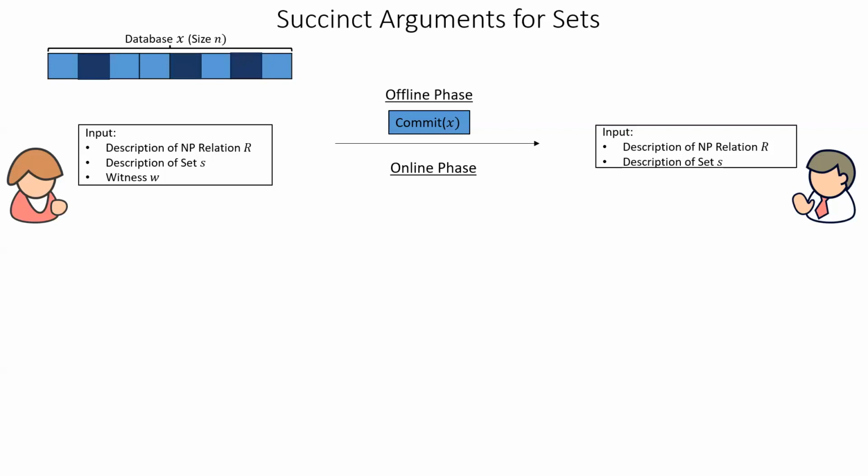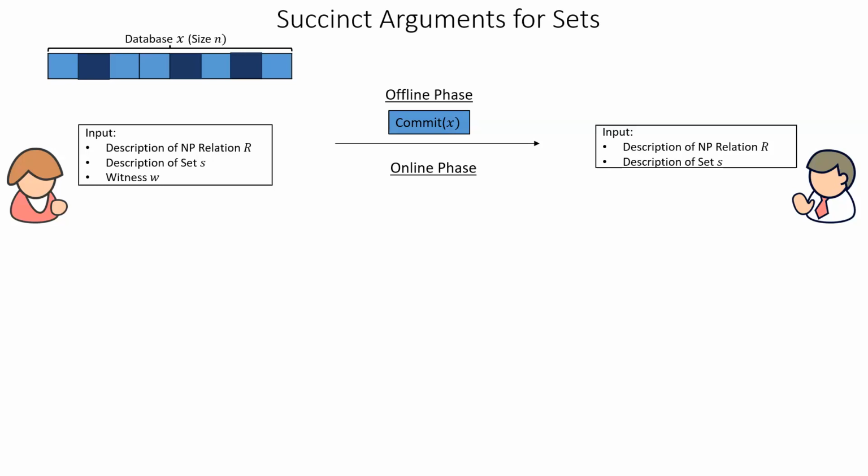Now, say these are the set of bits that are accessed by the RAM program. Here the relation R is executed by a Turing machine, and the set S denotes the set of bits of this database that are accessed by this Turing machine.